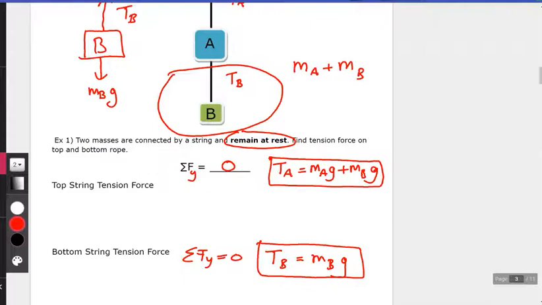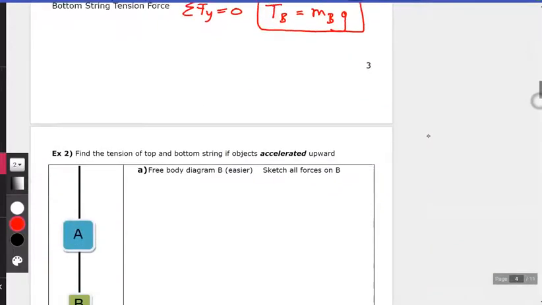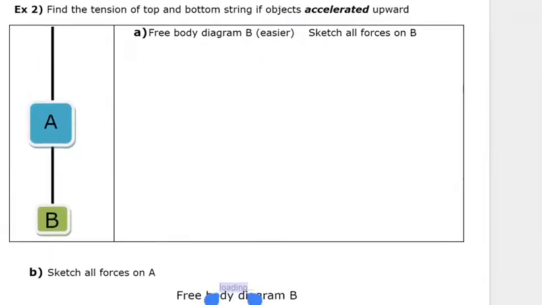So the tension of the bottom string comes about because it's supporting the bottom box, and the tension of the top string comes about because it's supporting the weight of the two boxes. So bottom tension supports one box, top tension supports two boxes. Now it gets a little tougher because now we've got acceleration upward. Find the tension of the top and the bottom.